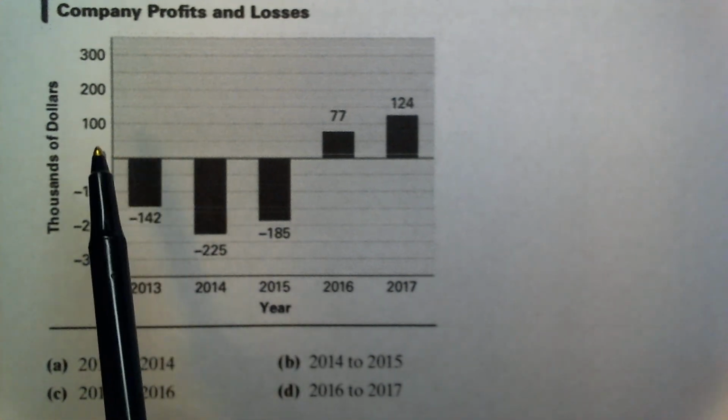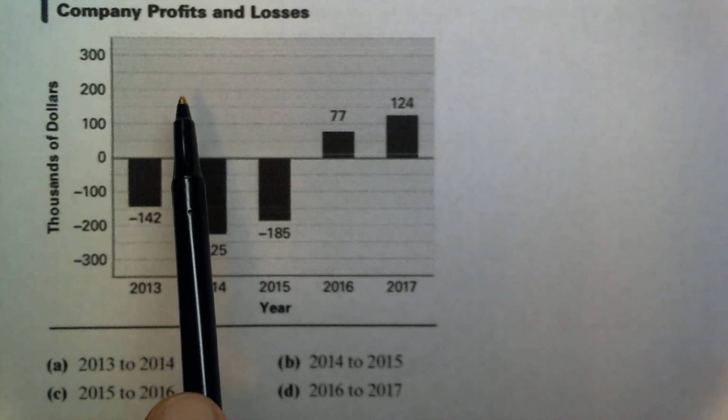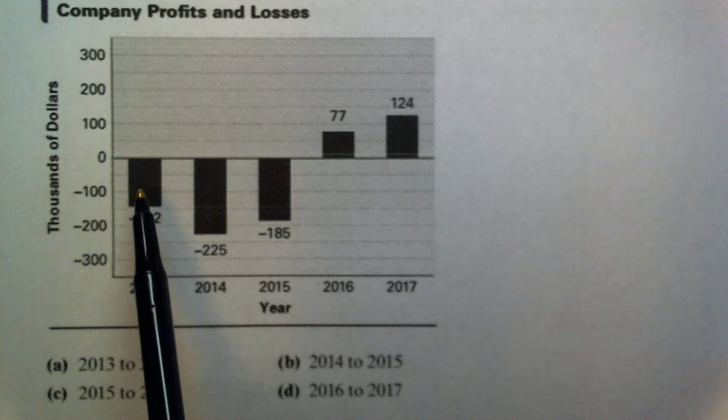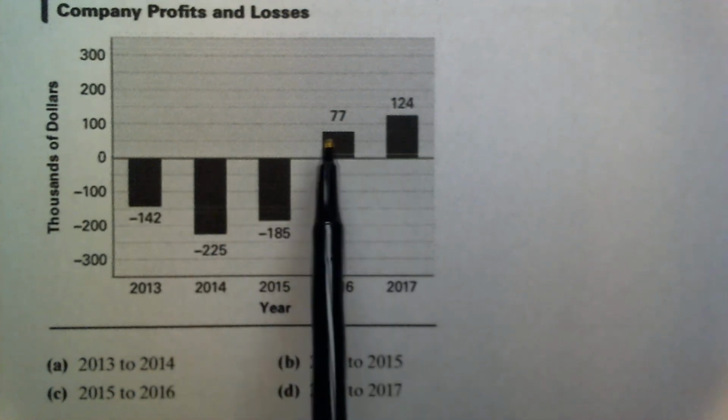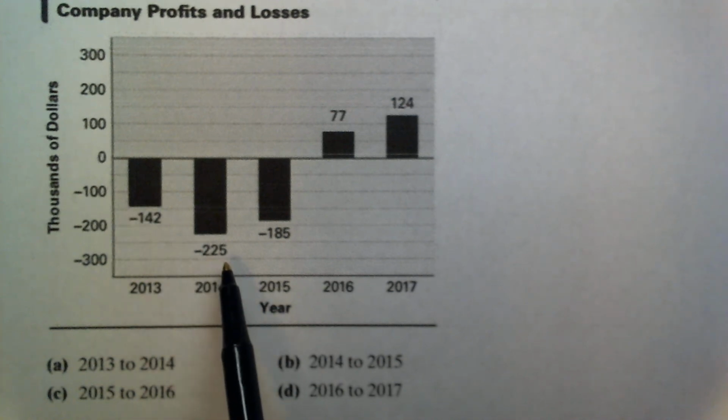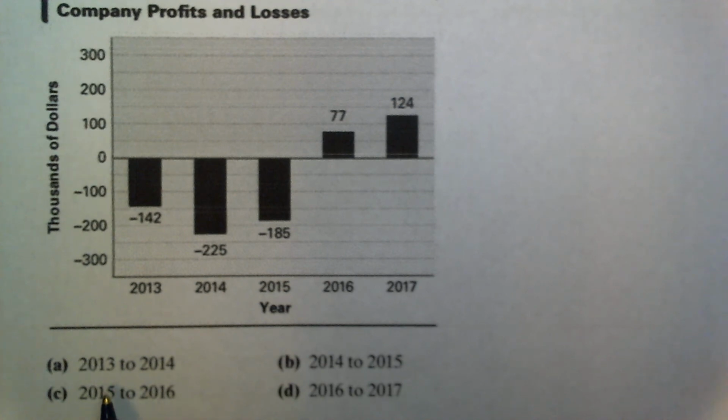So here's the graph of the company profits and losses in thousands of dollars. And so here above, of course, would be profit, and then below the line 0 would be the losses, with the numbers with a negative sign. And so there are 4 exercises: from 2013 to 2014, from 2014 to 2015, from 2015 to 2016, and from 2016 to 2017.